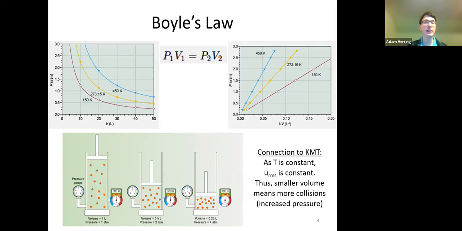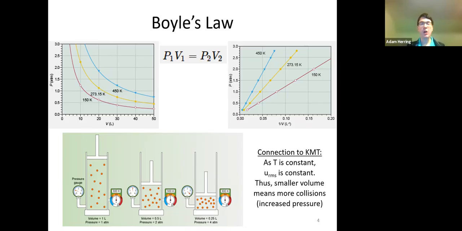And there's a strong connection to the kinetic molecular theory here. As the temperature is constant, we know that the root mean square speed is going to be constant. Thus, as we decrease the volume, we expect there to be more collisions, and because there's more collisions, there's an increase in pressure.